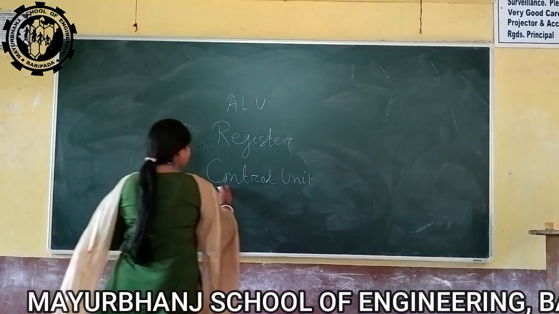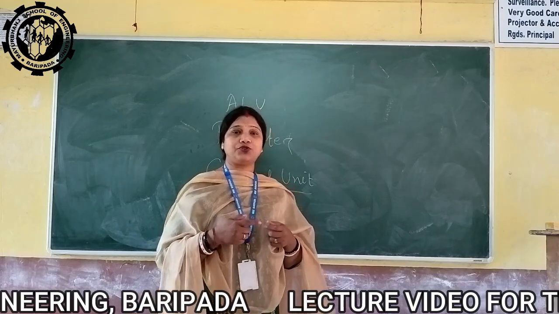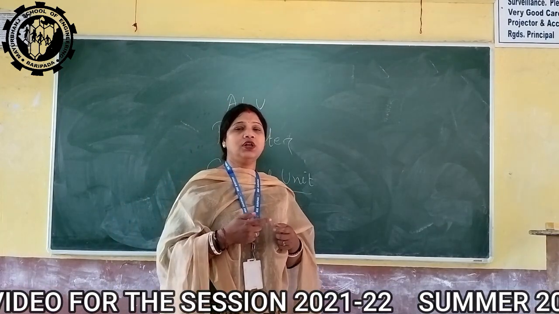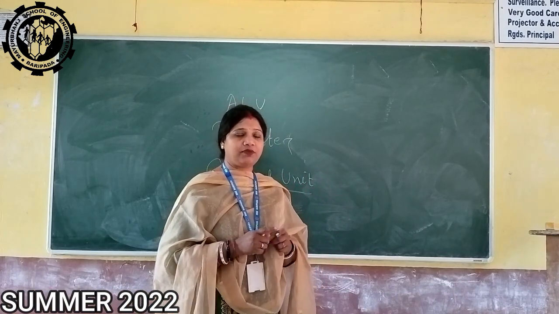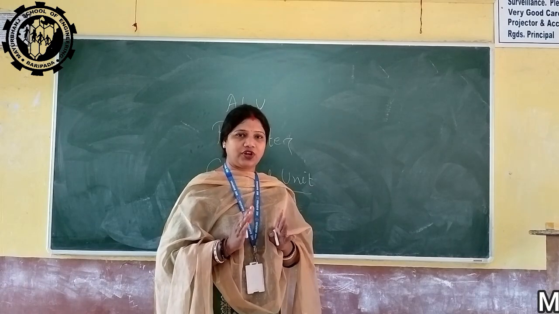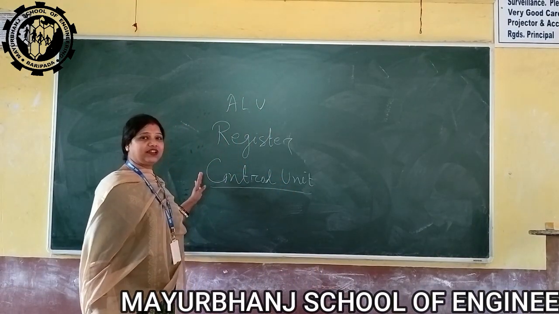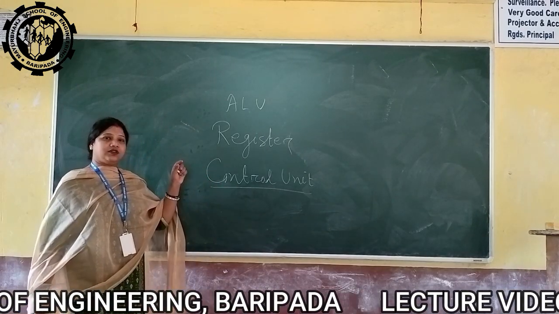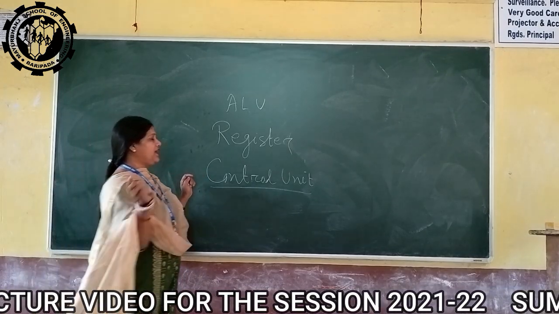The last one is the control unit. The control unit provides timing and control signals on how to operate the whole architecture of 8085. The whole control of 8085 is in the control unit, that is the timing and control unit. Its function is to provide the timing and control signals.